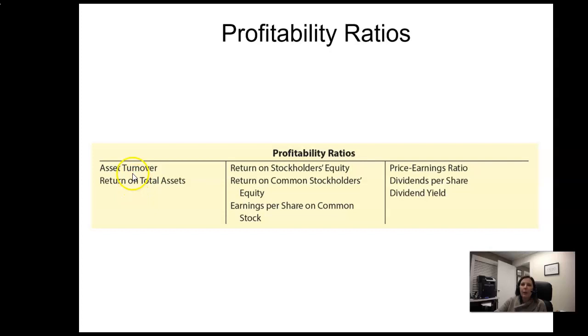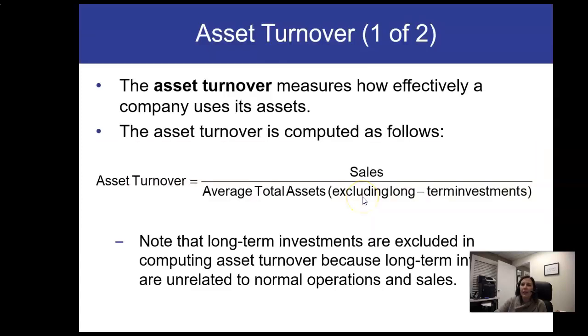Looking at profitability ratios, we've got asset turnover, return on total assets, return on stockholders' equity, return on common stockholders' equity, earnings per share on common stock, and then price to earnings ratio, dividends per share, and the dividend yield.